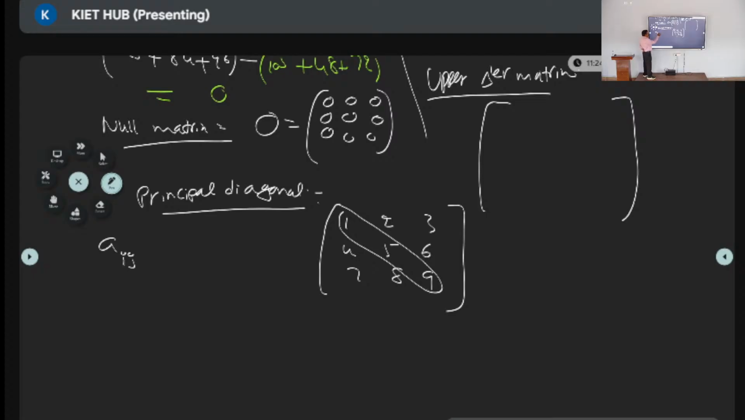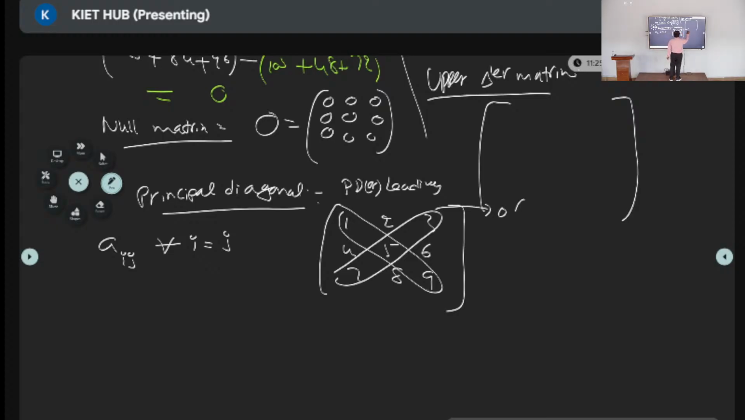Aij for all i equal to j. What is the definition of principal diagonal? How many diagonals do we have? Two diagonals are there. What are the two diagonals? 1, 5, 9. Another is what? 3, 5, 7. This is called the principal diagonal. What is another name of the principal diagonal? Leading diagonal. So the other diagonal is called the off diagonal. Leading diagonal, off diagonal.